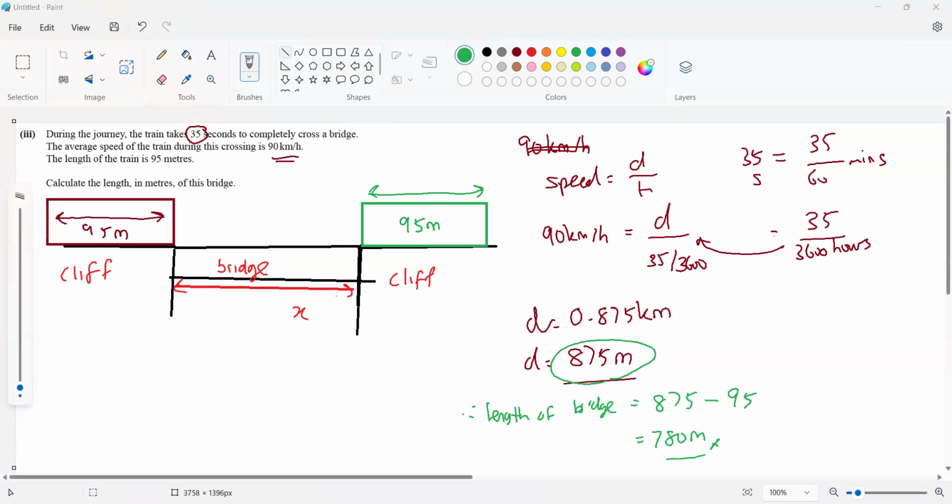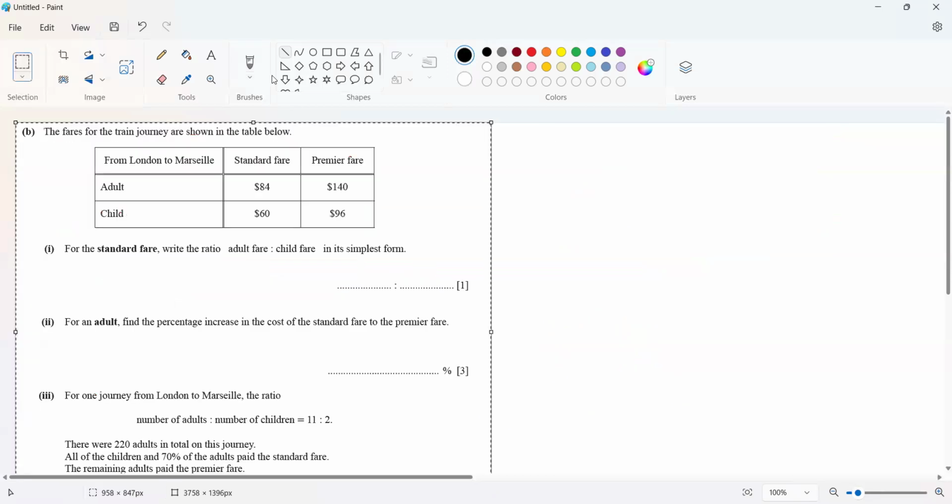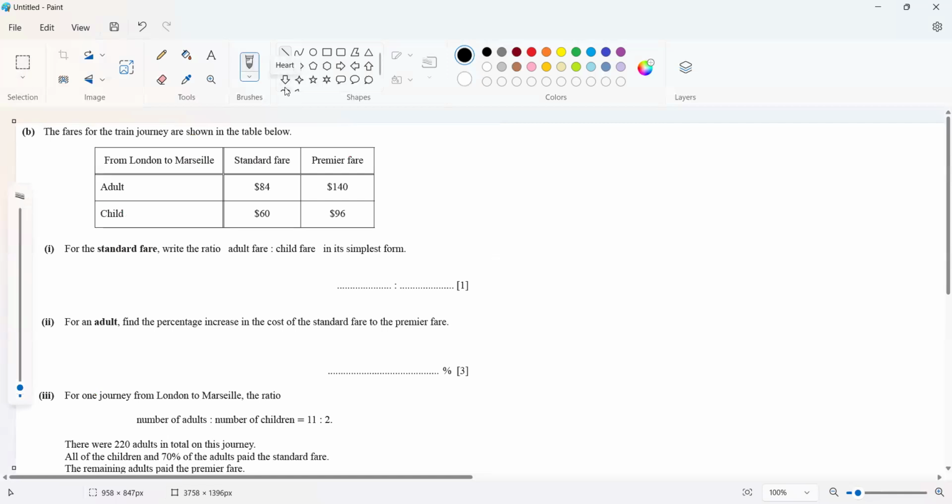So moving on to the next one. So we have a couple of questions for the train fare. So as for the train fare itself, we have fares for the train journey shown below: adult standard and premier fare, child standard and premier fare. So for the standard fare, write the ratio of the adult to child. So we're looking at just the standard in this case. So adult to child is 84 ratio 60, and then we can simplify further. So both numbers can divide by 12 from the looks of it. So divide by 12 here, divide by 12 here. So that will be 7 ratio 5.